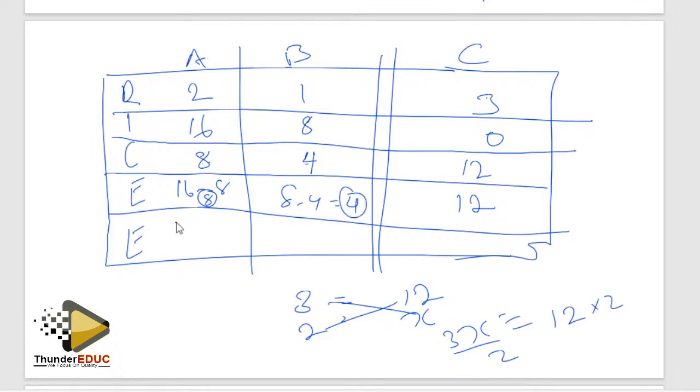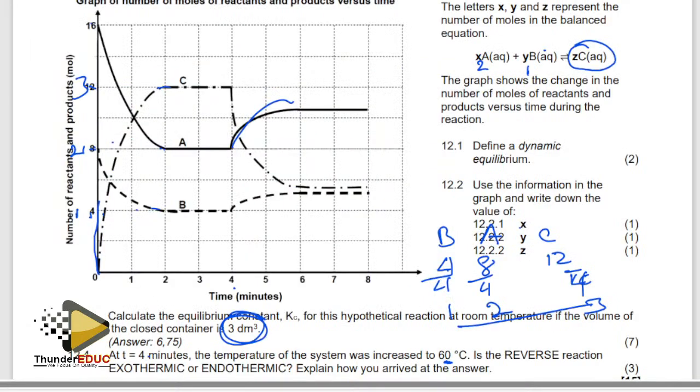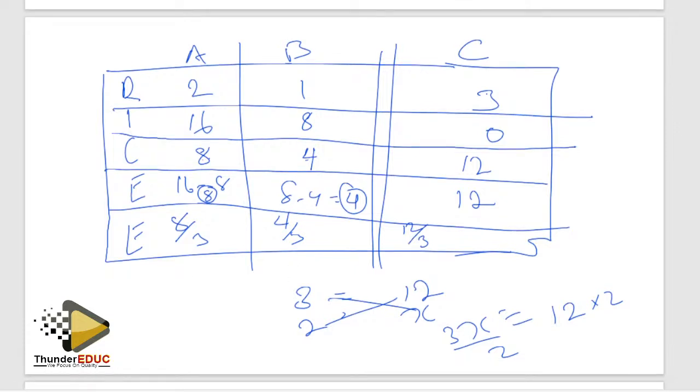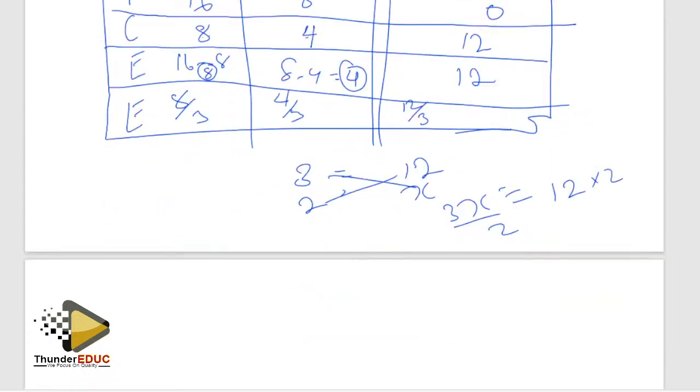Then after that, I have 8 divided by the volume, the volume which is 3, even here. 4 divided by 3. Here is 12 divided by 3. So once I get there, I substitute the answers in the Kc expression, whereby I will say that Kc is equal to, and then I get the answer. You see? It's simple. You guys are going to pass the paper.